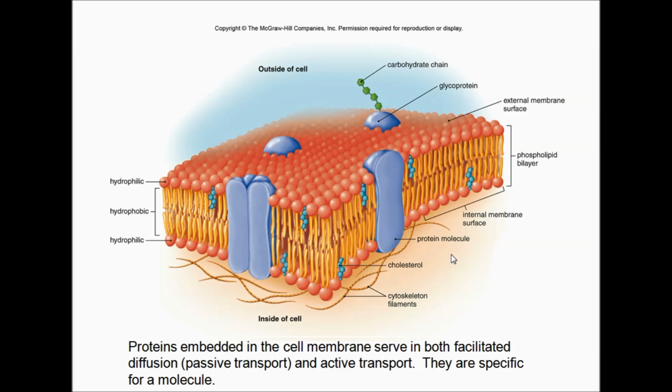Here's our cell membrane image. 2 rows of those phospholipids, phosphates on the outside and inside. 2 layers of them. Then these lipids inside make them nonpolar. Nothing can go through there. And so we need these big giant proteins that either channel them through or carry them through. And these are going to be specific for a certain kind of molecule.